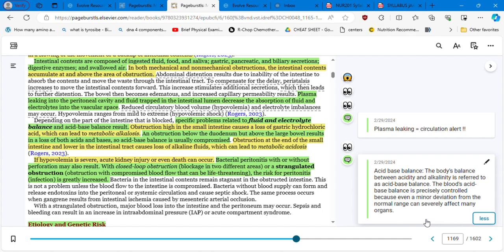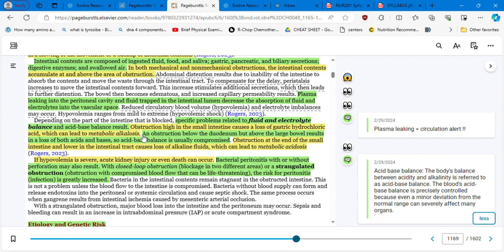So these changes in the pH are going to damage the acid-base balance, meaning that it's not respecting the pH range of each organ. Each organ refers to a stomach, duodenum, and a jejunum. Do you understand? So that is the risk in affecting not only the fluid and electrolyte, but also the acid-base balance. Obstruction high in the small intestine causing a loss of gastric hydrochloric acid, which can lead to metabolic alkalosis.